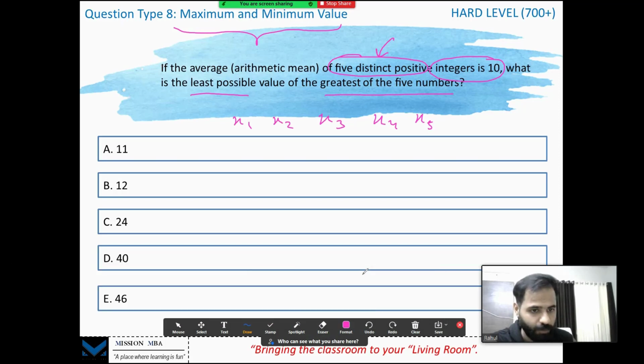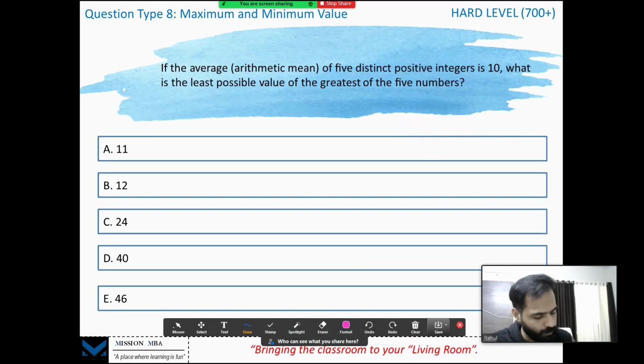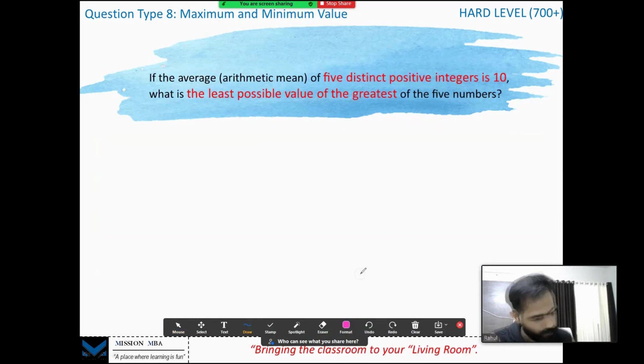Out of these 5 terms, let us say they are in ascending order right now. So if this guy is the maximum of all, I want to find out the least value of x5. So the least value of the maximum number of the set. Let's try it out on the simple white page and see. Alright, so let's try this particular question. This is a good one.